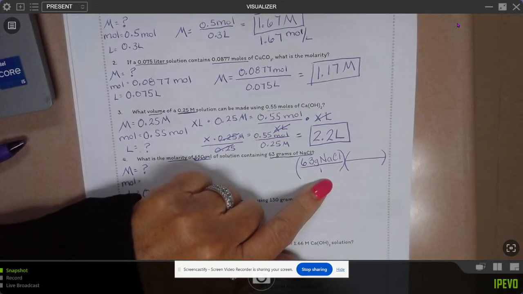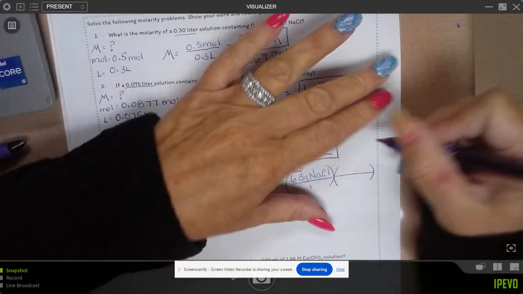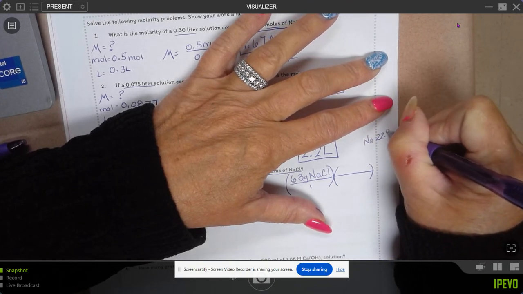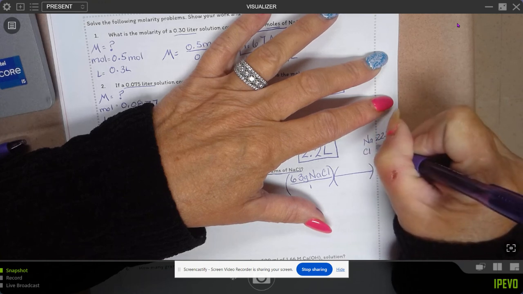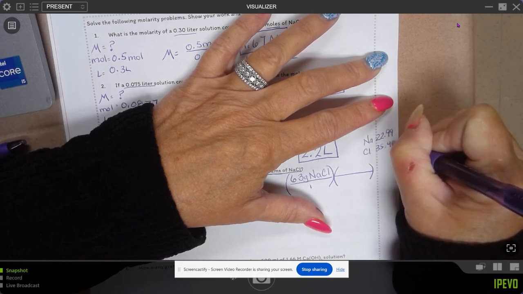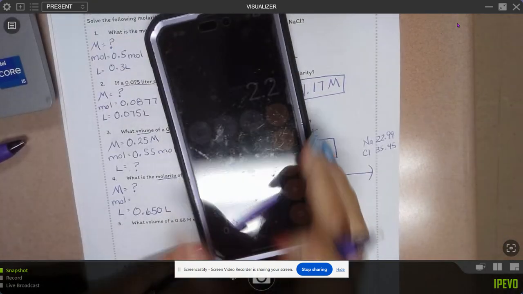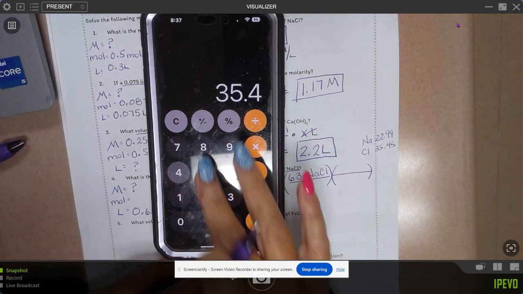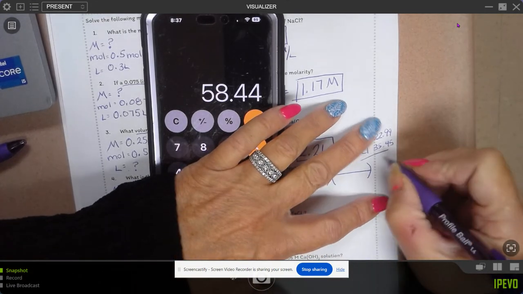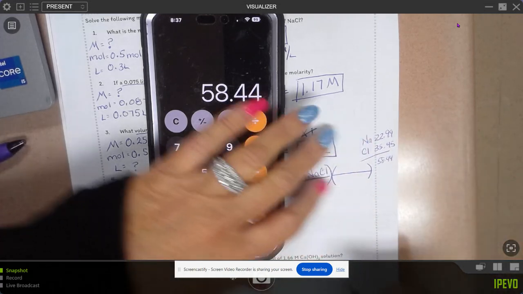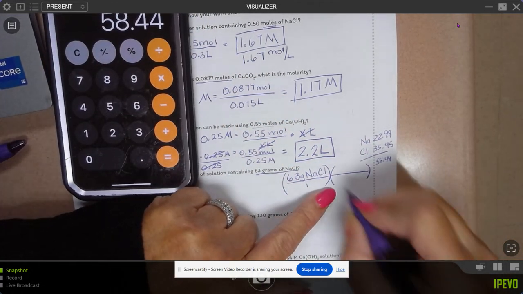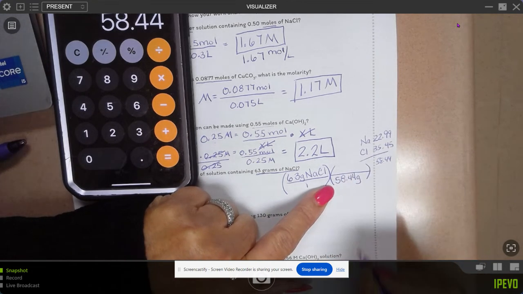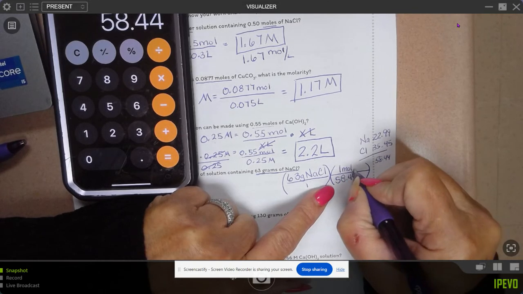All right. So I have to look at my periodic table. And when I do, what I'm going to see is sodium is 22.99 and chlorine is 35.45. So let me add those together. So 22.99 plus 35.45 is 58.44. That's the number of grams, that's the molar mass of sodium chloride. Grams is going to go on the bottom. On the top is going to be 1 mole.